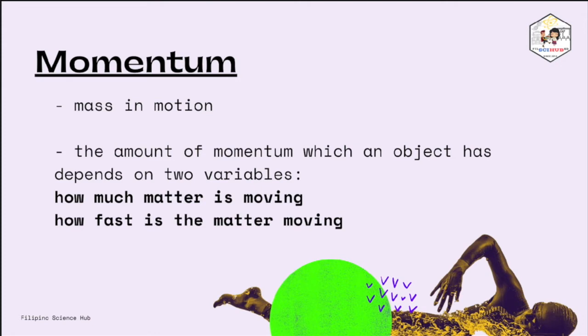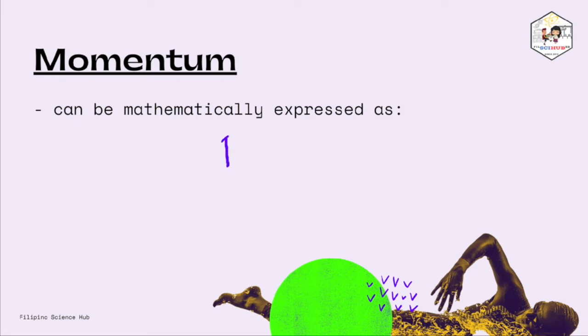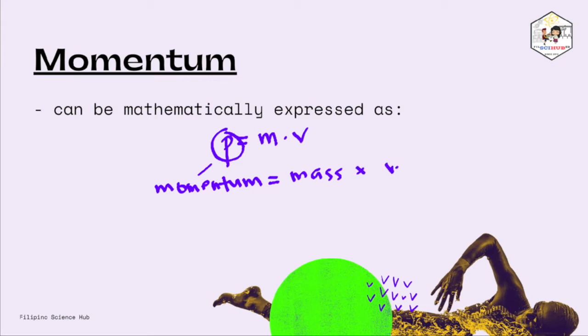Now, the amount of momentum which an object has is dependent on these two variables: how much matter is moving, or our mass, and how fast the matter is moving, or our velocity, which we will see in our mathematical expression. So momentum can be mathematically expressed as P is equal to M times V. P, the small letter p, is what we use to represent momentum, while M is used to represent the mass of the object, times V, which is used to represent the velocity of the said object.